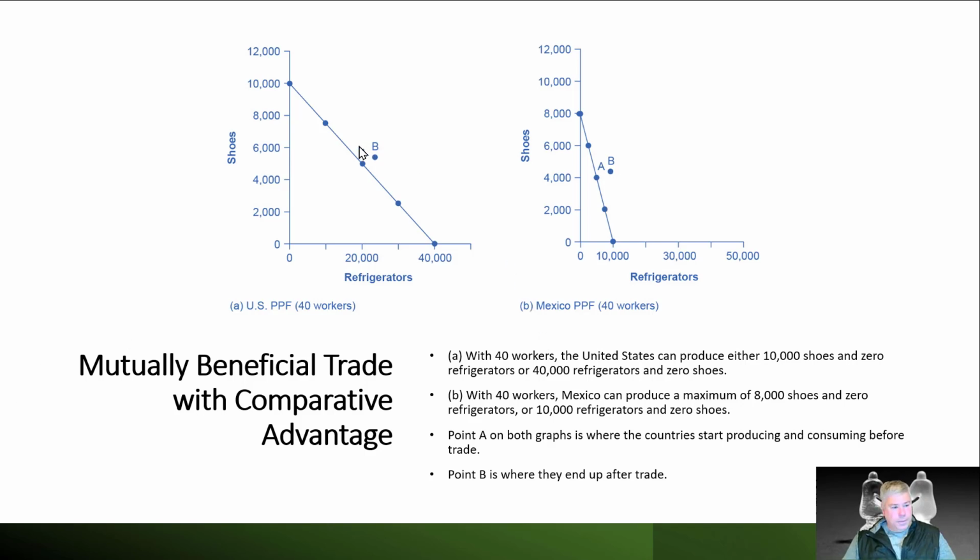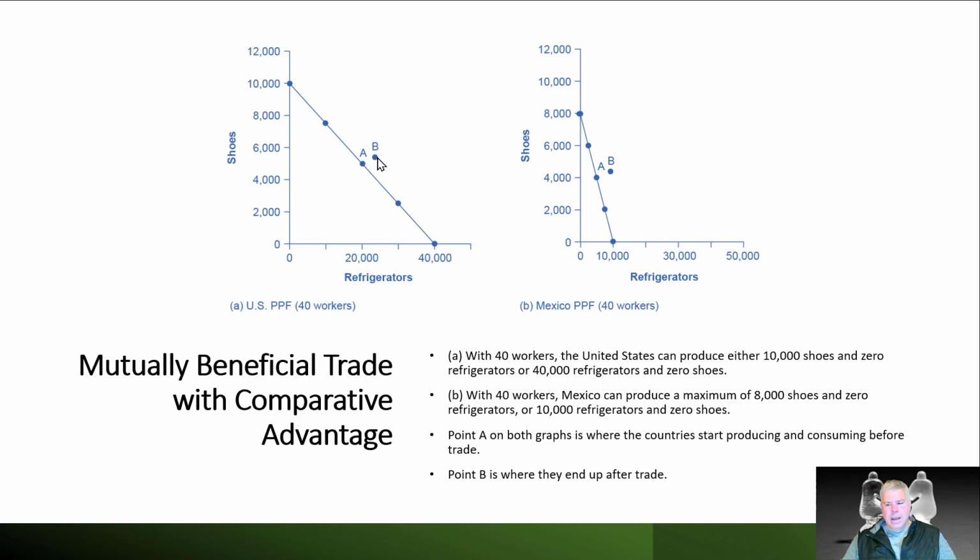With 40 workers, the United States can produce either 10,000 shoes and zero refrigerators, or 40,000 refrigerators and zero shoes. And with 40 workers, Mexico can produce a maximum of 8,000 shoes and zero refrigerators, or 10,000 refrigerators and zero shoes. Point A on the graph is where the countries start producing and consuming before trade. Before trade, Mexico is producing 4,000 shoes and about 7,500 refrigerators, and the United States is producing about 5,000 shoes and about 20,000 refrigerators.